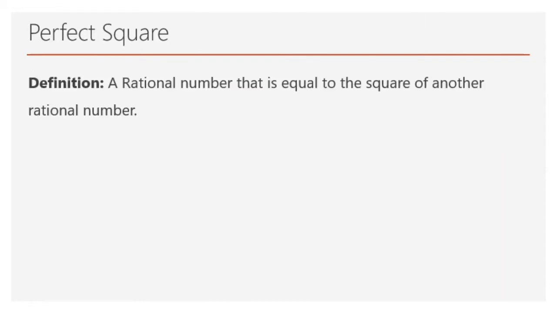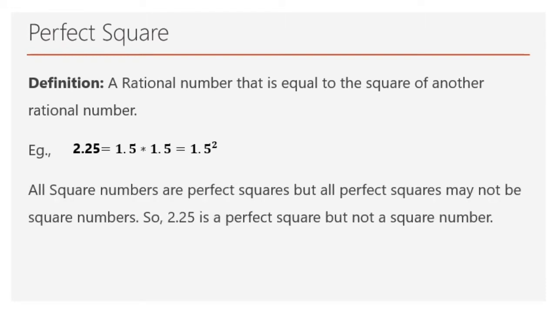Perfect square. What is a perfect square? A perfect square is a rational number that is equal to the square of another rational number. For example, 2.25 is equal to 1.5 into 1.5, which is 1.5 whole square. All square numbers are perfect squares, but all perfect squares may not be square numbers. So, 2.25 is a perfect square, but not a square number. Why? Every integer is a rational number, but rational numbers are not integers. So, all square numbers are perfect squares. Square numbers are integers. Perfect squares are rational numbers.